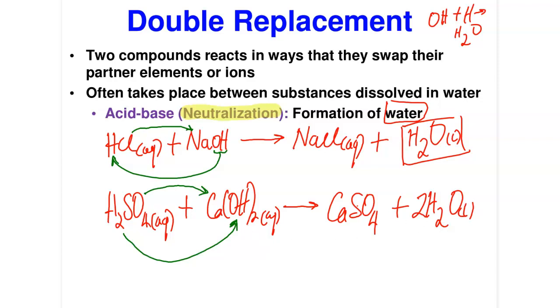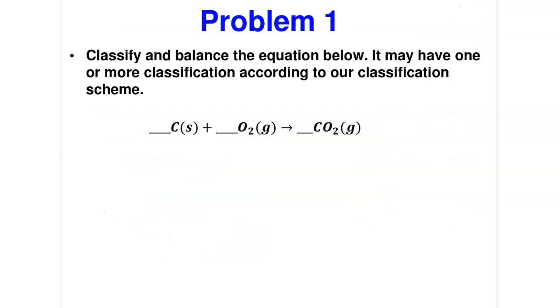And our oxygen is balanced. Look at it. Here, oxygen is now 2 oxygen, and oxygen is 2 inside here. And the equation is balanced. So this is another good example of an acid base or neutralization reaction. We go to the next one. So at this point, we've exhausted this classification.